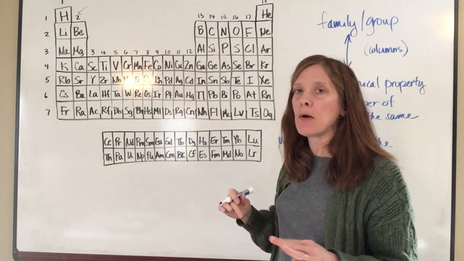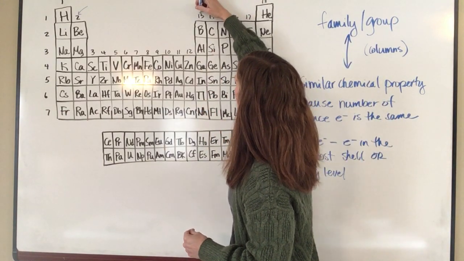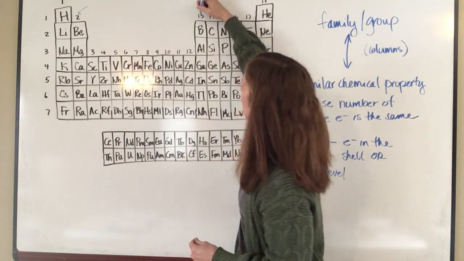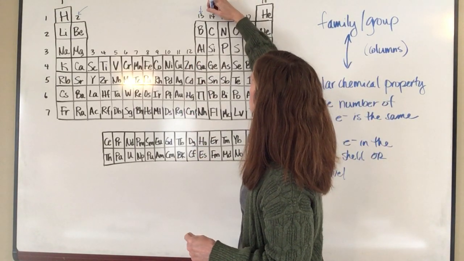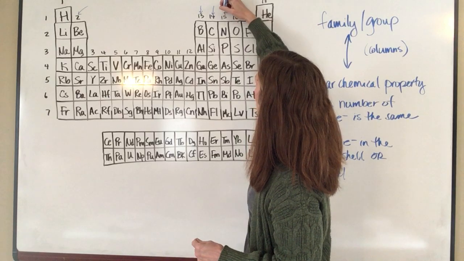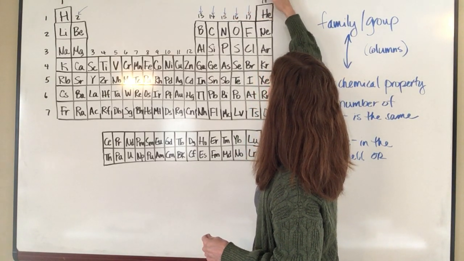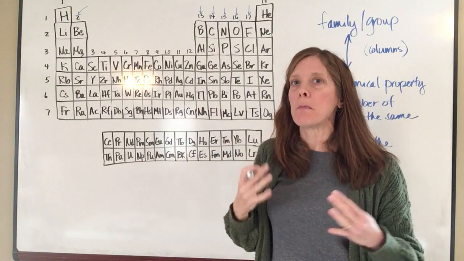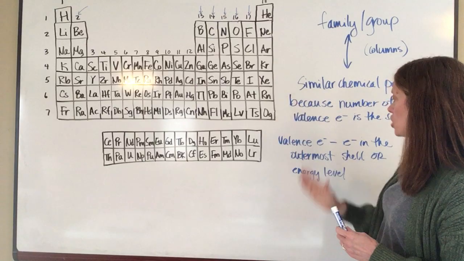So if you want to know how many valence electrons are in a column, look at this number right here. Whatever number is in the units place of your number. So there's 3 valence electrons, there's 4, there's 5, there's 6, there's 7, and there's 8. That's just a little mnemonic for remembering how many valence electrons there are in each column.